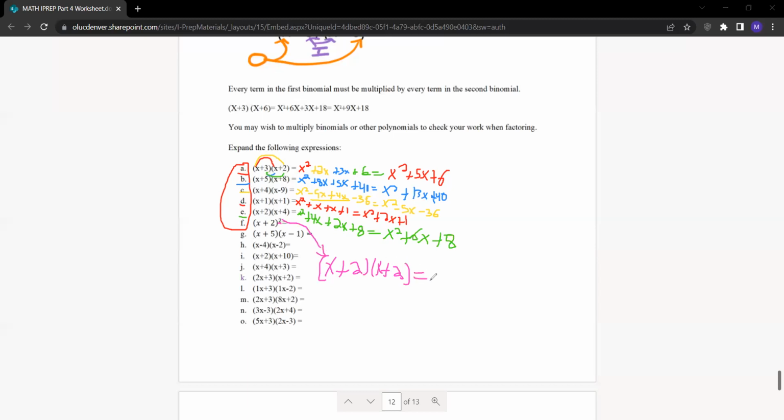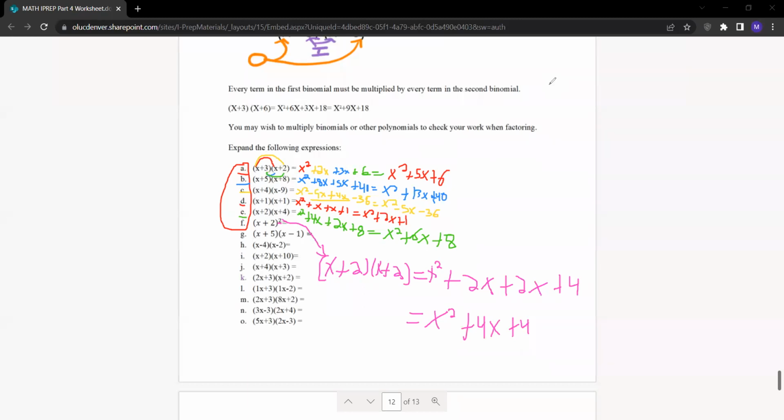And then we can do our FOIL method. So first we have x times x. Outside, x times 2. Inside, x times 2. Last, 2 times 2. So we get equals x squared plus 4x plus 4. So that is A through F.